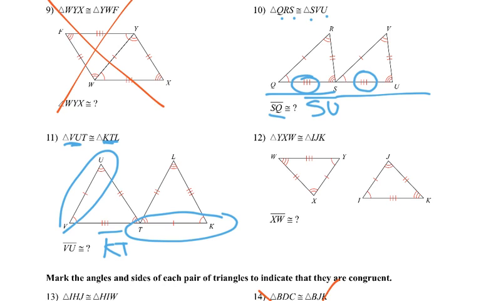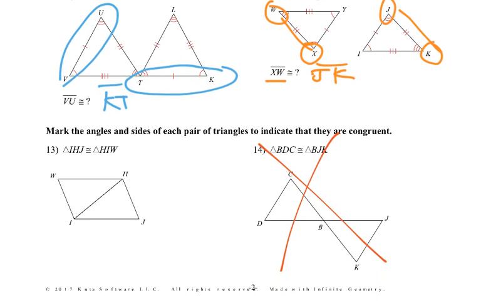Okay, and then number 12, XW. XW is the last two letters in here, so JK should correspond. Let's double check. XW, 2 tick marks. K and J, 2 tick marks. So line JK. Alright, so that's that group.